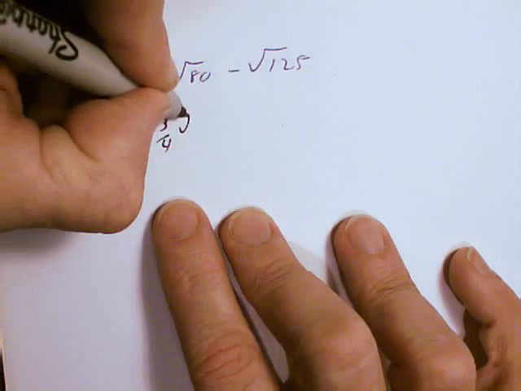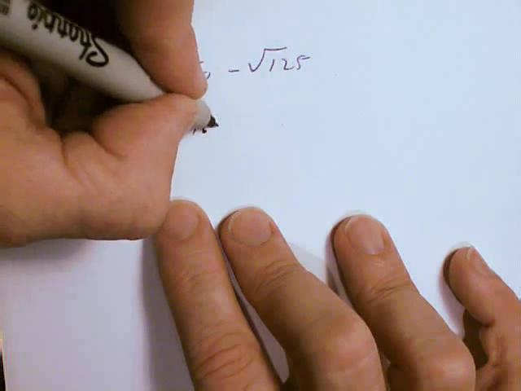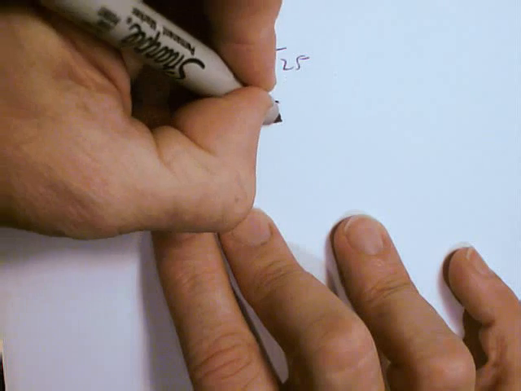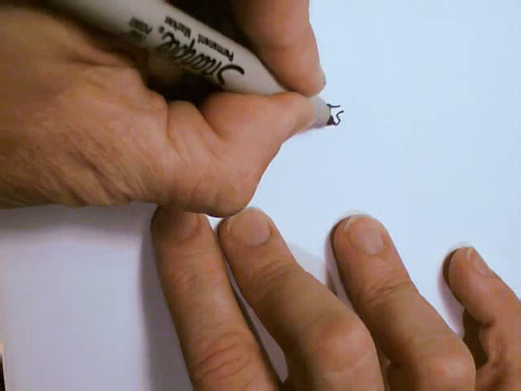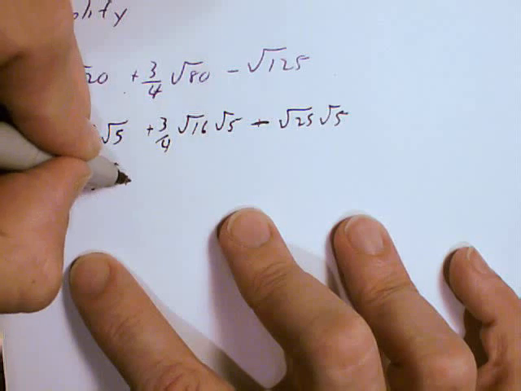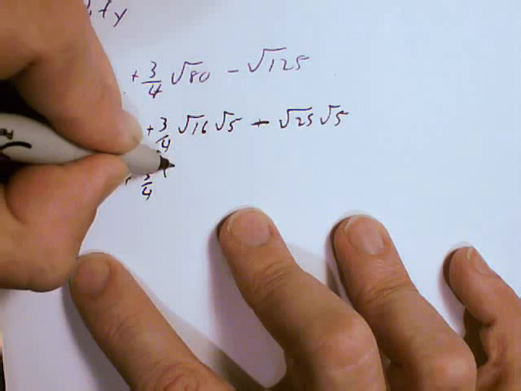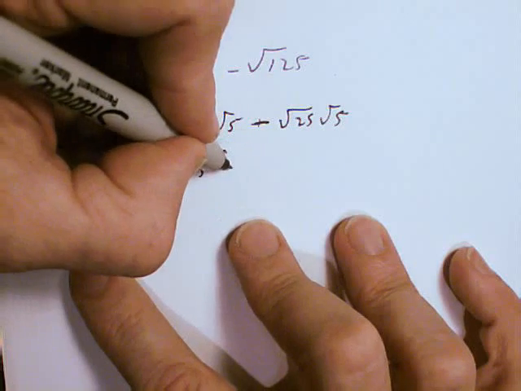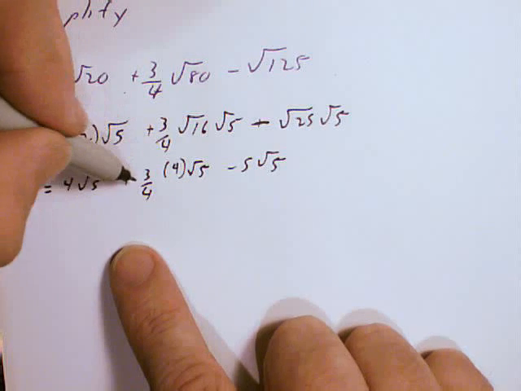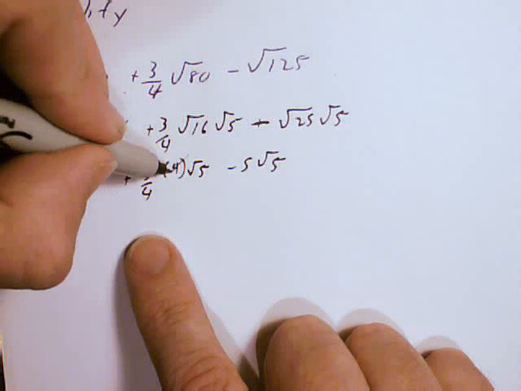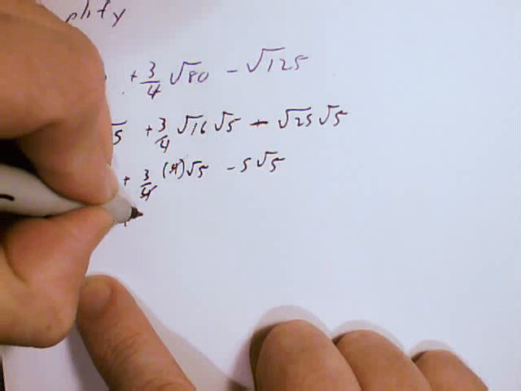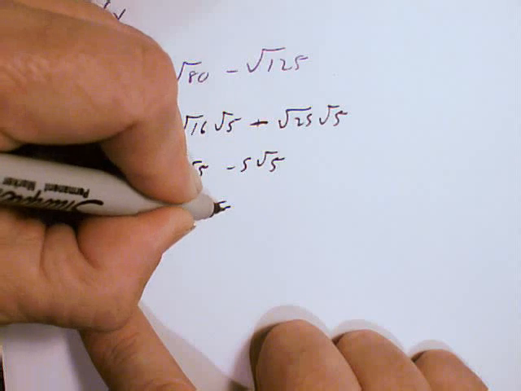Root 80 can be thought of as root 16 times root 5. And root 125 can be thought of as root 25 root 5. So now I've got 4 root 5 plus 3 over 4 times 4 root 5 minus 5 root 5. Now if you look at that fraction, I've got 3/4 times 4. The 4's cancel out. I'm left with 4 root 5 plus 3 root 5 minus 5 root 5.